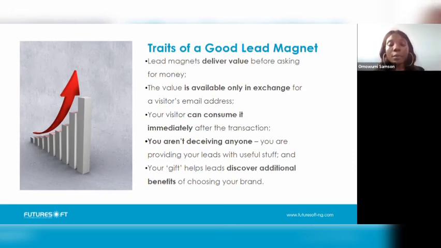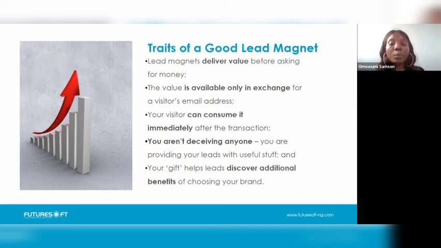And then we have this: it has to be something that your visitors can consume immediately after the transaction. So it's not that once I am done signing up for this ebook or for this video that you promised to send, I'll have to wait forever. It's something that has to be delivered to your audience immediately.